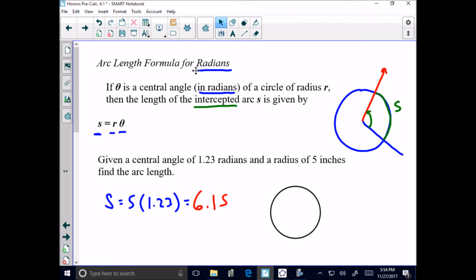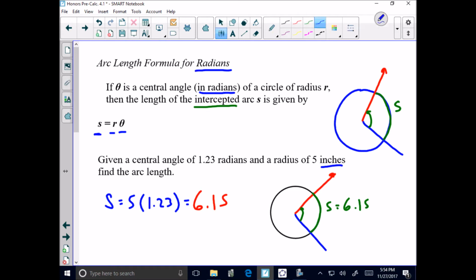So right here, drawing this out, here's the initial side of our angle. We're saying that we are rotating a little bit more than 1 radian, so that's a little bit more than 1 length of the radius we're going to cover with our rotation. And right here, we're saying that this is the length S that we have, which is our 6.15 inches. Right here, we've got the radius as that 5 inches.